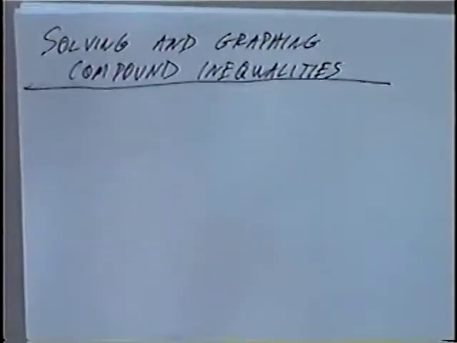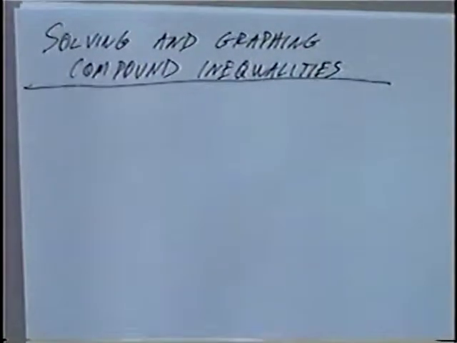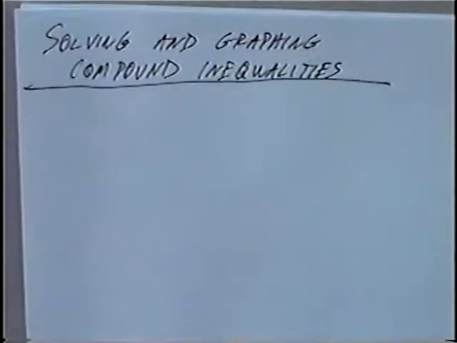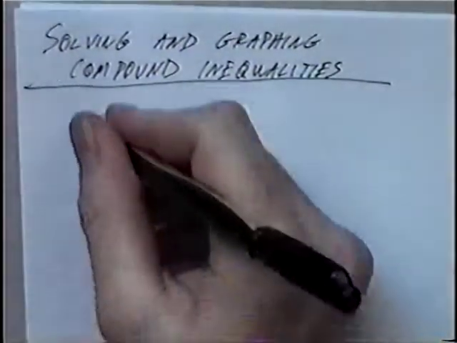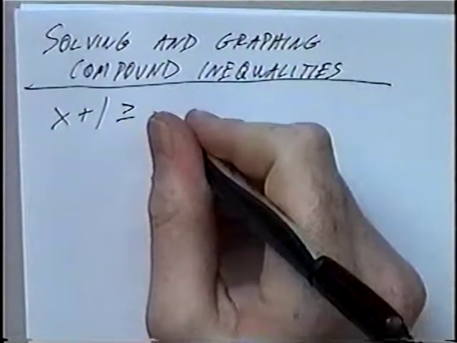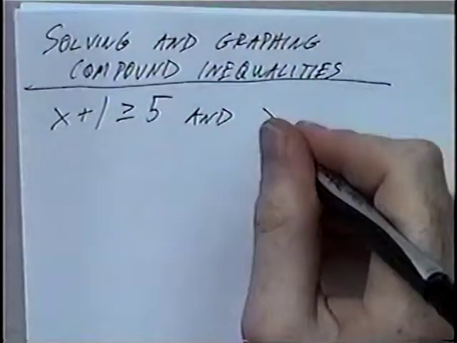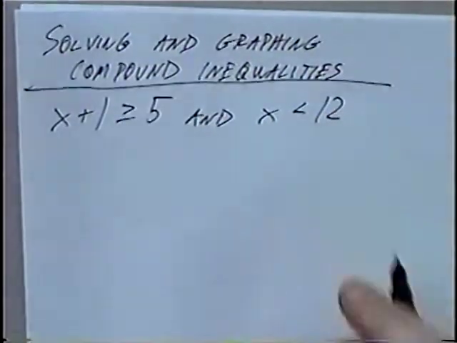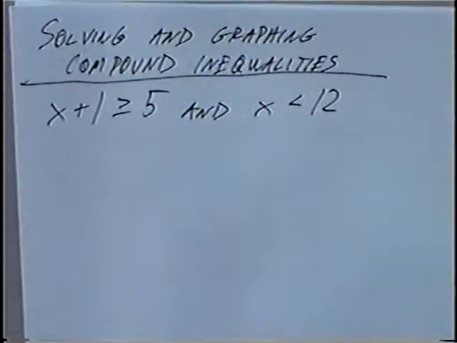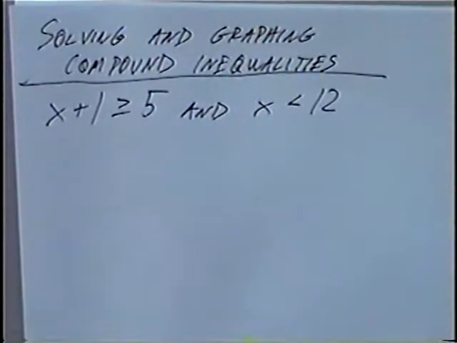In this section, we'll continue to solve and graph inequalities. Compound inequalities means we'll have two or more inequalities on each question. First question, we have x plus 1 greater than or equal to 5, and x is less than 12. For this compound inequality, we'll solve each inequality and then graph both of them on a single number line.